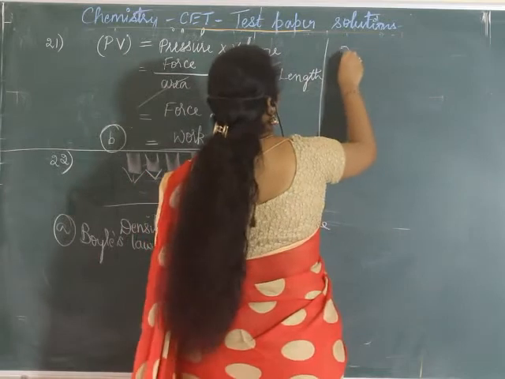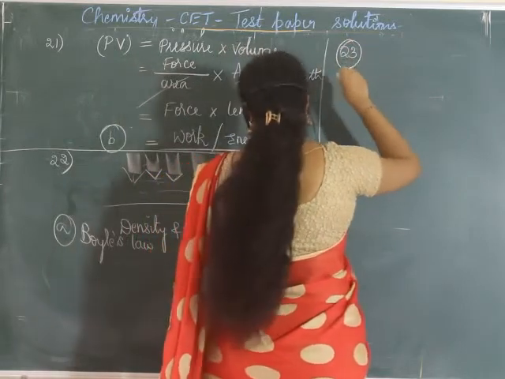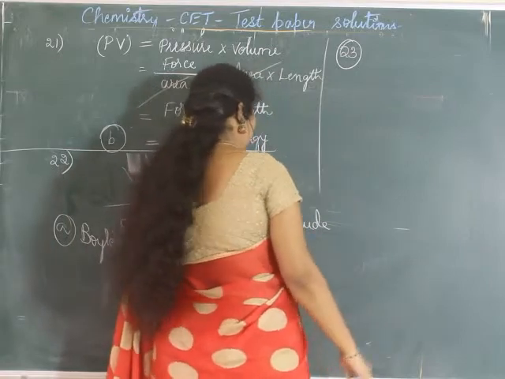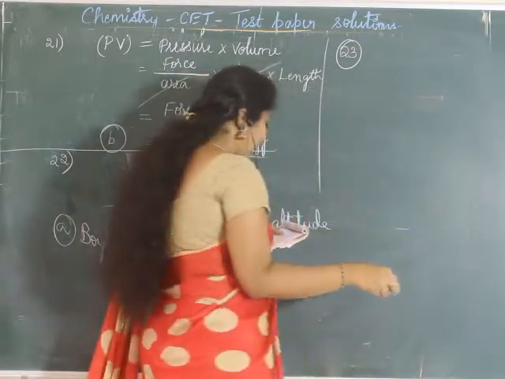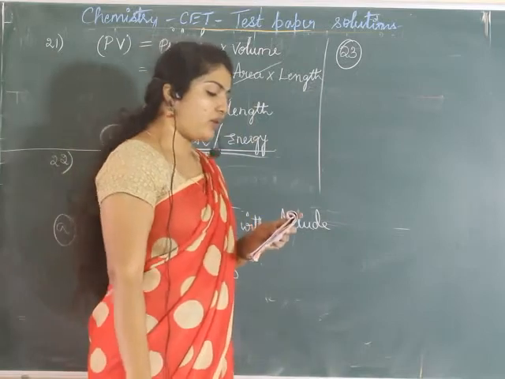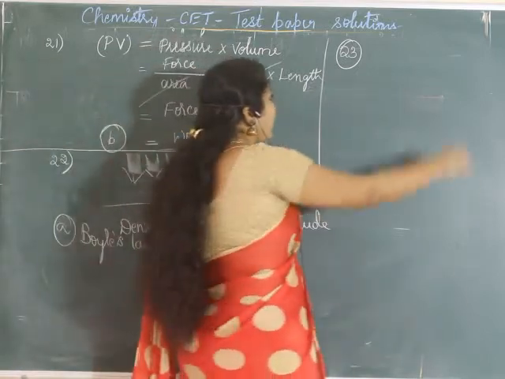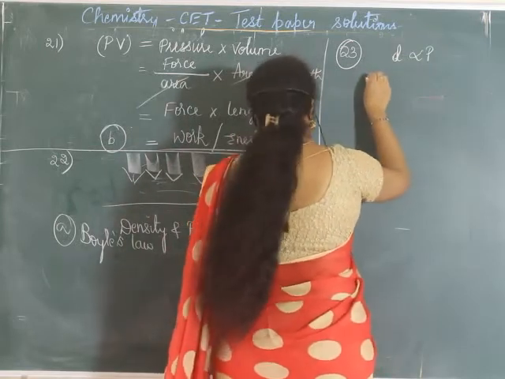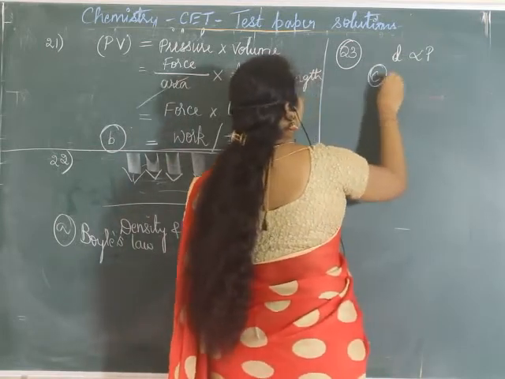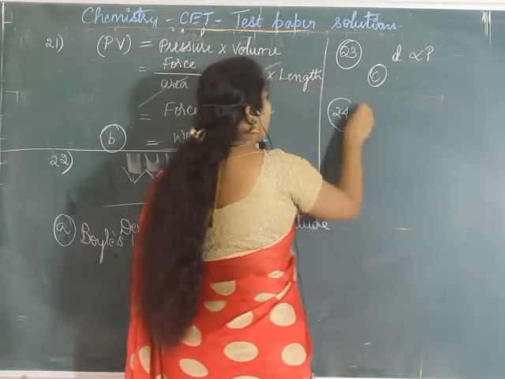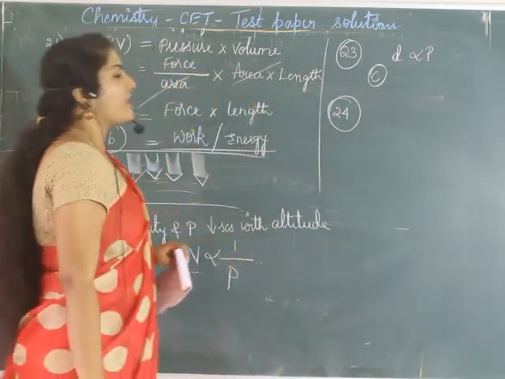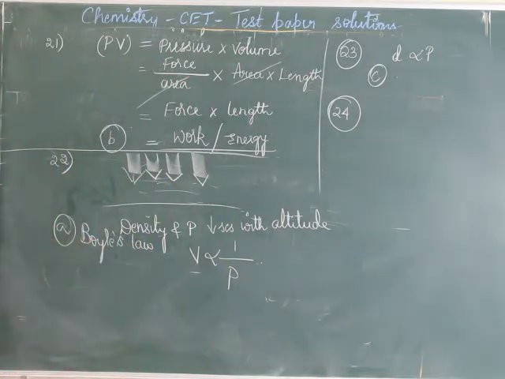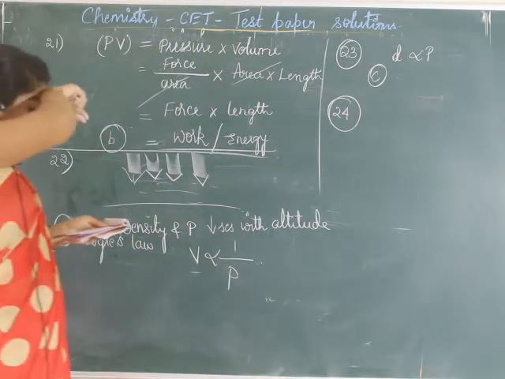Question 23. Density is directly proportional to which of its options: combined gas equation of state, pressure, molar mass. We know density is directly proportional to pressure, and hence option C is the right answer. As per the relationship, density is directly proportional to pressure.